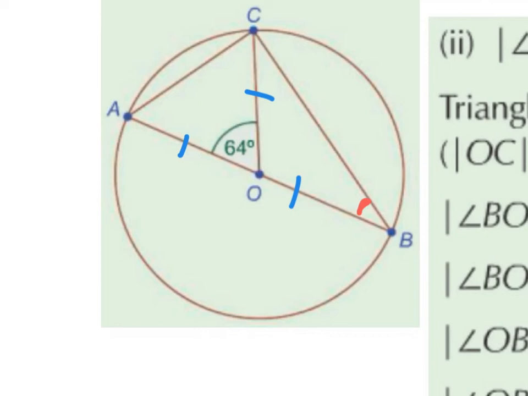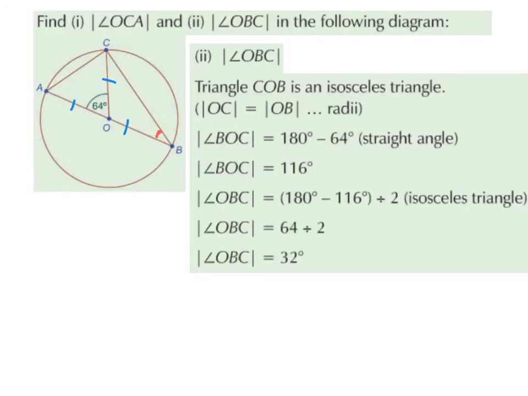So we can figure out what this angle is, because this is a straight line. So if we say 180 take away 64, it will leave us with this angle here. And then if we divide that answer by 2, we'll end up getting this angle and this angle as well, because these two angles are the same, because it's an isosceles triangle. So triangle COB is an isosceles triangle, because the length of OC is equal to the length of OB. They are both radii.